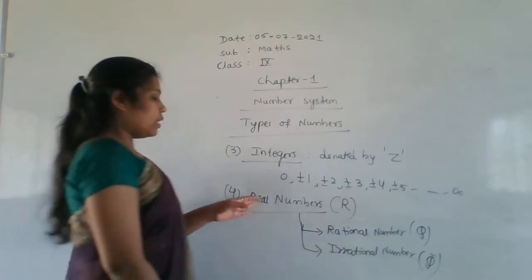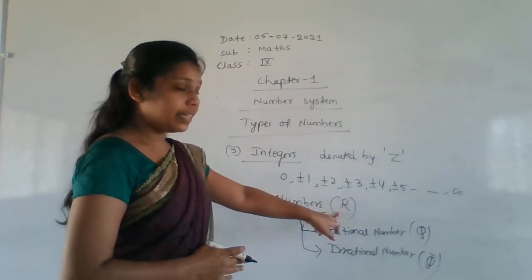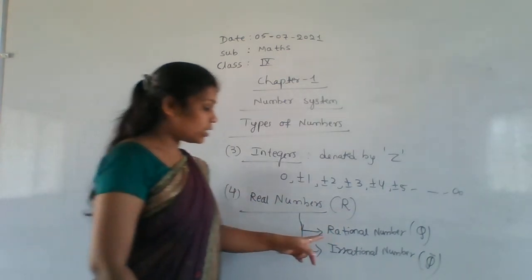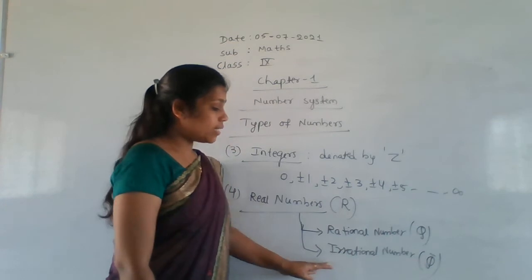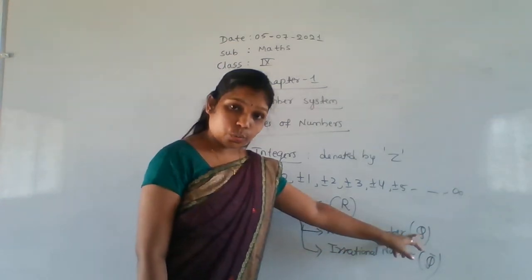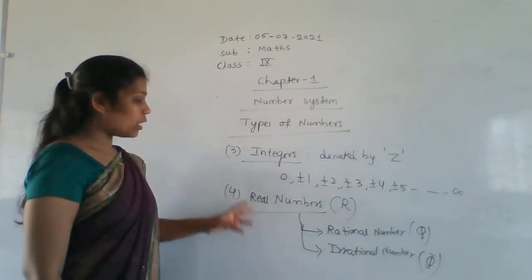Right? So the real numbers are denoted by the capital R. In that we have two categories: the first one is a rational number, and the second one is an irrational number. Rational number is Q, and irrational number is Q bar. Okay, understanding what I am saying here?